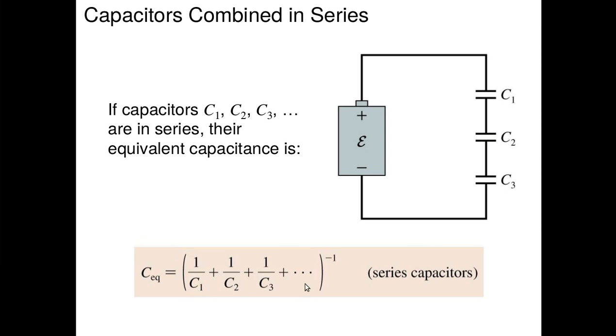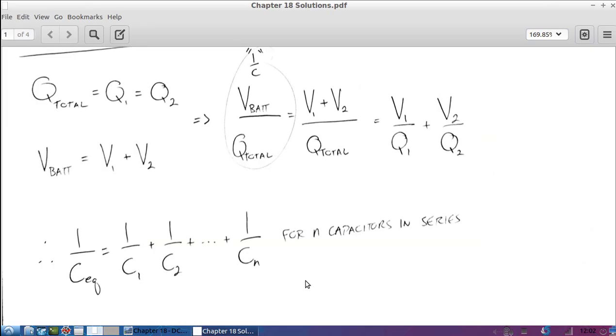Now this is written a little bit differently, right? The equivalent capacitance is 1 over C1 plus 1 over C2 plus 1 over C3, all to the -1. Okay, so this is basically 1 over everything that's in parentheses. The way I like to write it makes it easier for me to remember how to calculate the equivalent capacitance. So I like to write it like this: 1 over the equivalent capacitance is 1 over C1 plus 1 over C2 plus 1 over C sub n, for any number of capacitors in series.